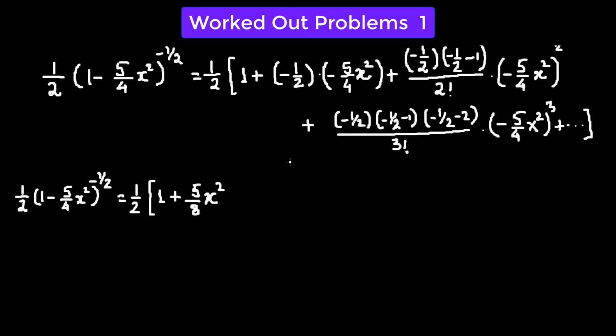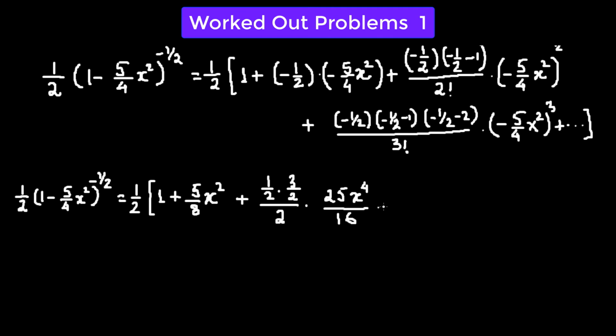Then we move on to the next one. So we have negative half multiplied by negative half minus 1, which is negative 3/2. So that would be a positive half times 3/2. I've removed the negative sign by multiplying the negatives with each other, divided by 2 factorial, which is simply 2, times negative 5 squared. That would be 25, and x squared whole squared would be x raised to the power 4, divided by 4 squared, which is 16.